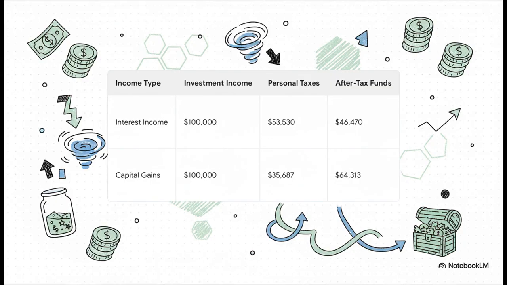Okay, first, let's look at this simple scenario. Andrea earns the income personally. If that $100,000 comes in as interest income, she'll pay about $53,500 in tax, leaving her with just over $46,000. If it's a capital gain instead, the tax is much lower, and she gets to keep over $64,000. This is our baseline, our benchmark.